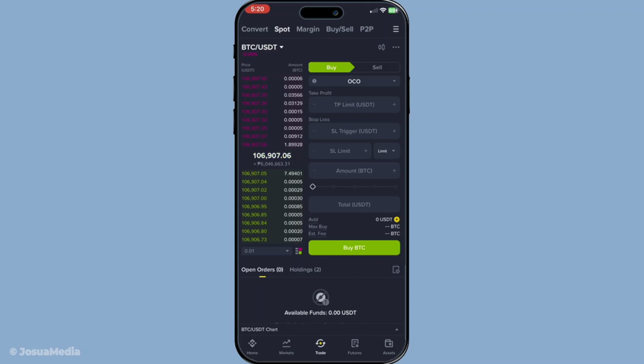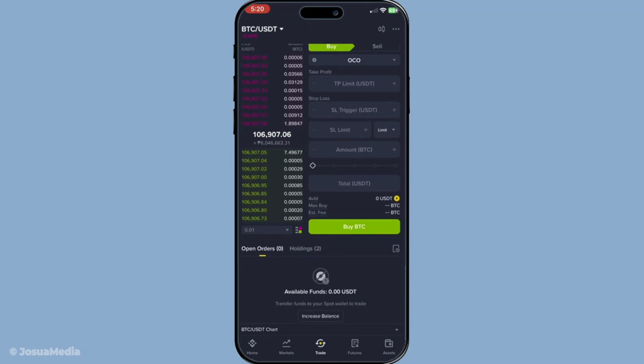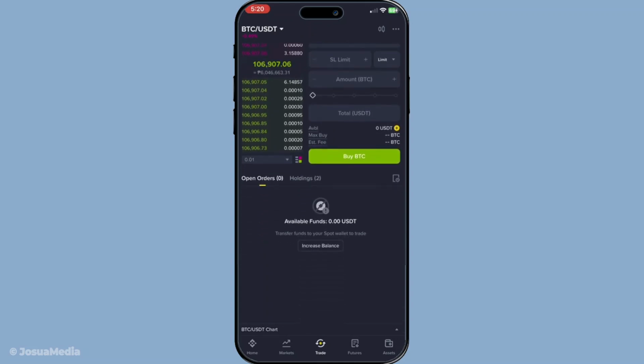By mastering these steps, you're not just setting conditions for a single trade, but equipping yourself to make strategic decisions across your trading journey.